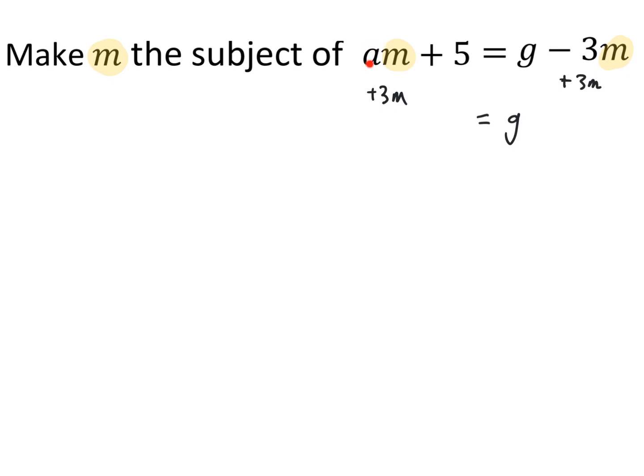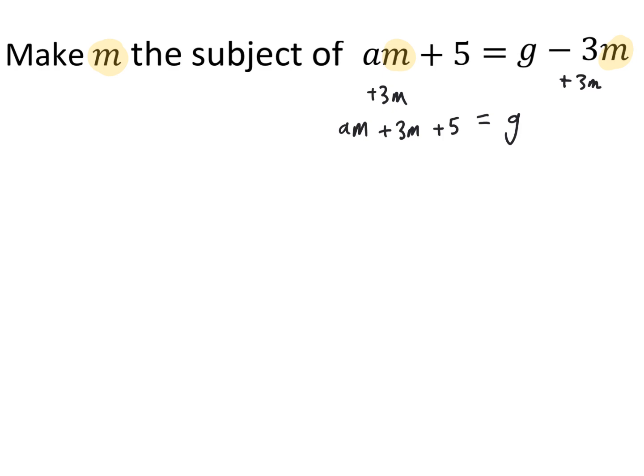The problem creeps in when I try and group these two together. I've got am plus 3m. I've got a letter coefficient and a number coefficient, so I cannot group those together. I've got am plus 3m plus 5. Now, the issue is we're wanting to get a single letter m on its own, and by moving this across, by adding 3m to each side, I've still got 2 letter m's, so I'm going to need to deal with that.